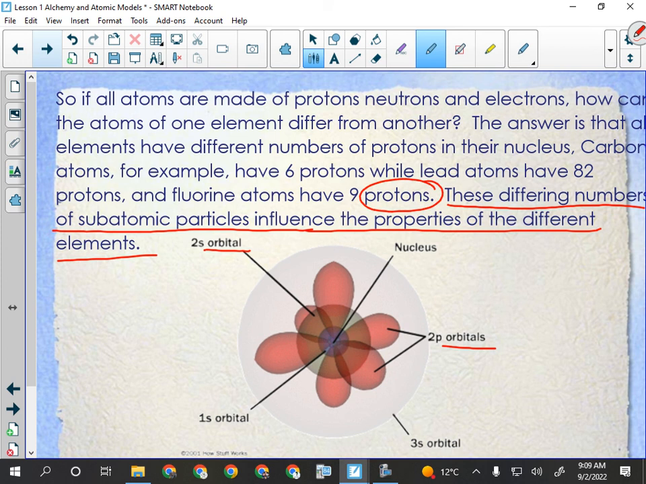That was one of the arguments that chemists had during all of this time: if all atoms are made of the same things, why aren't all atoms the same? If everything's made of protons, neutrons, and electrons, how can everything be different? And what they found was they're different because they have different numbers of these same things.